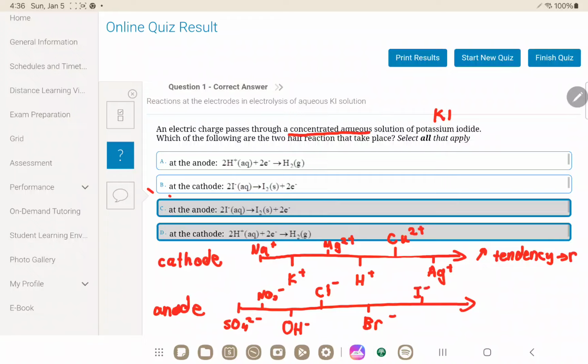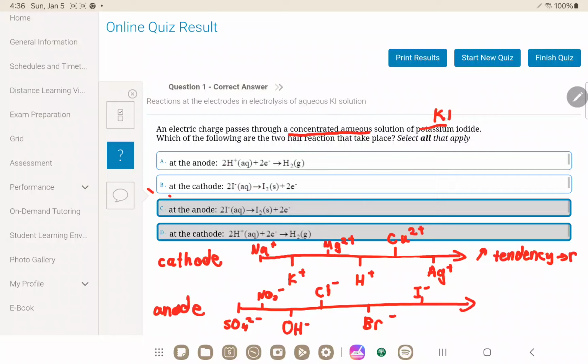Now look, first of all you need to know if it's molten or if it's aqueous. In this case we have an aqueous solution. Now if our aqueous solution is concentrated, then for the anion, it depends on whether it's more reactive or less reactive than hydroxide. Actually, let me just show you on the graph.